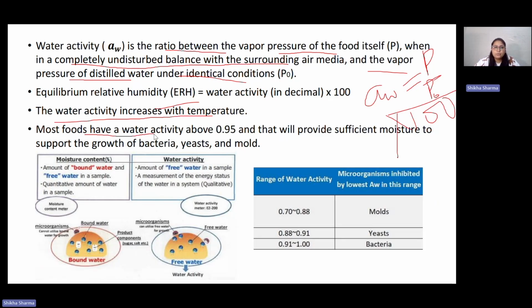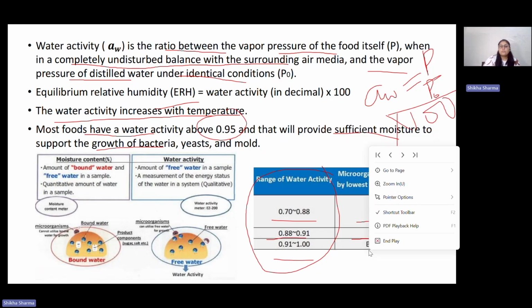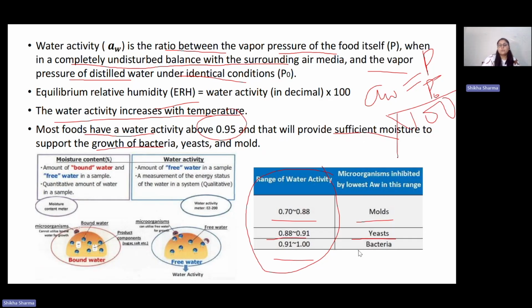Most foods have a water activity greater than 0.95. So they will provide sufficient moisture to support the growth of bacteria, yeast, and mold. We can see that from 0.7 to 0.88 molds can grow, from 0.88 to 0.91 yeast can grow, and from 0.91 to 1, very high water activity, bacteria can easily grow in such an environment.